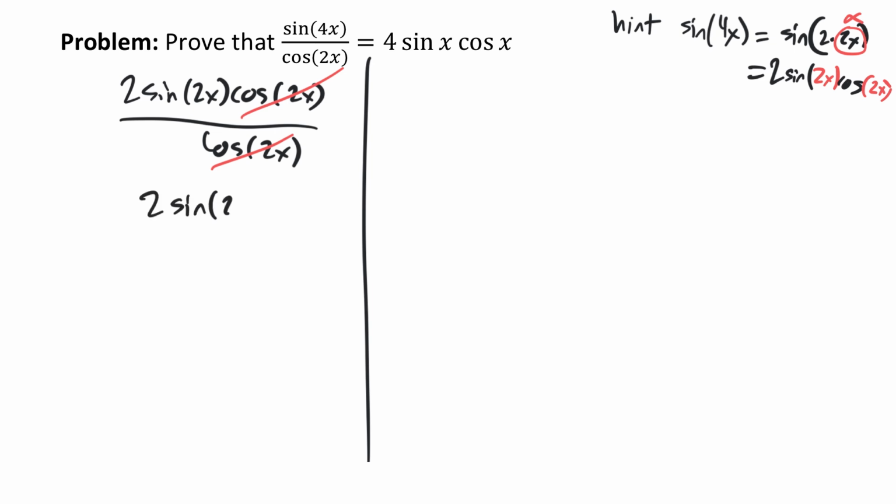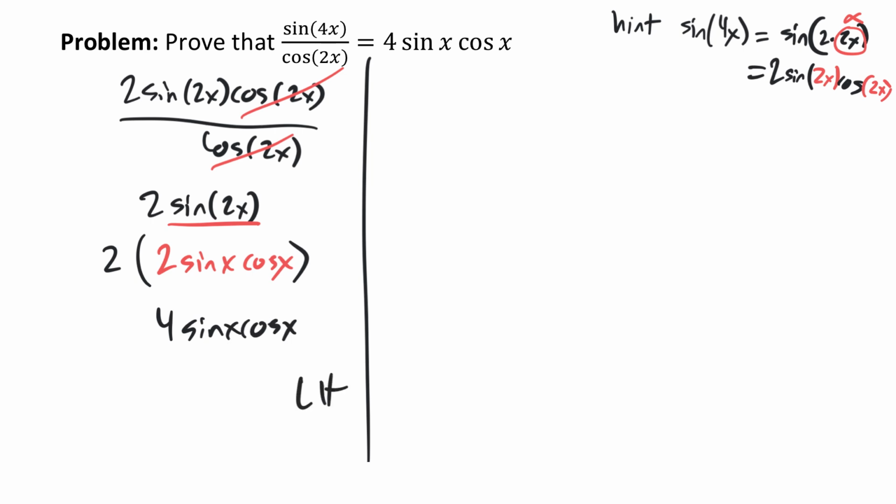2 sine 2x. Well, since that identity worked so well the last time, let's use it again. So we get 2, and then we're using the identity right here on this stuff. So that gives us 2 sine x cos x. Now we've got two 2's. 2 times 2 is 4. And what do you know? That left-hand side equals the right-hand side.